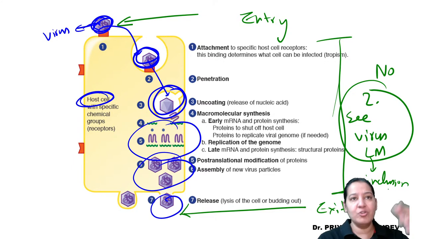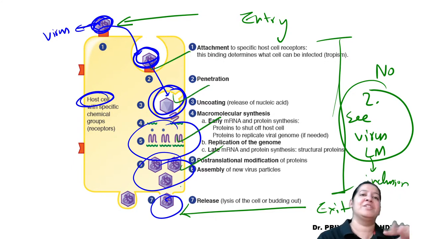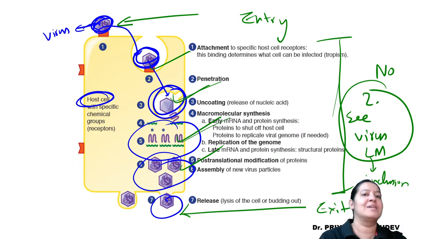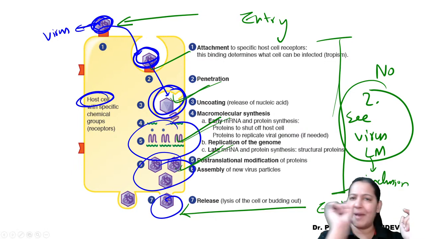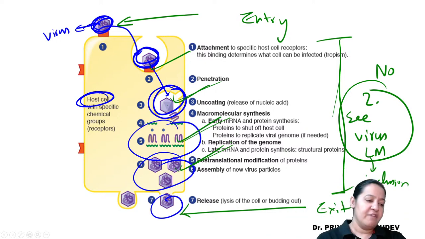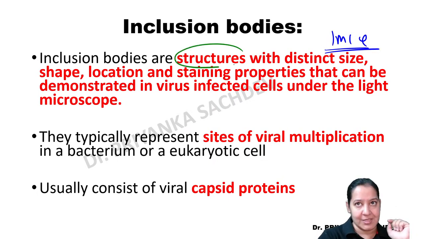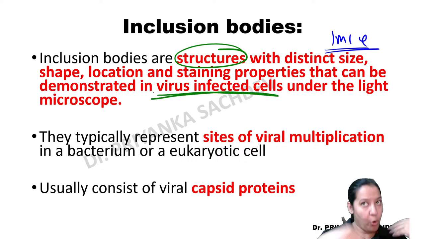So basically, inclusion bodies are the intermediate of all these steps. What are inclusion bodies? Maybe it is uncoating, biosynthesis, or maturation. All these steps are seen in the form of dots, which are known as inclusion bodies. First, understand what an inclusion body is. These are structures seen inside the host cell, the virus infected cell.